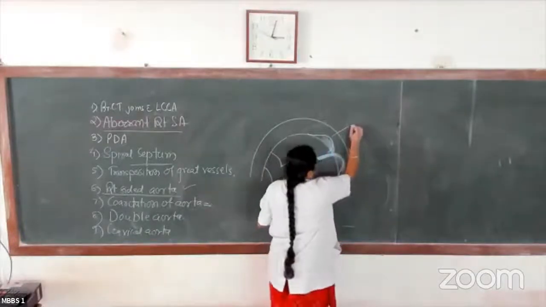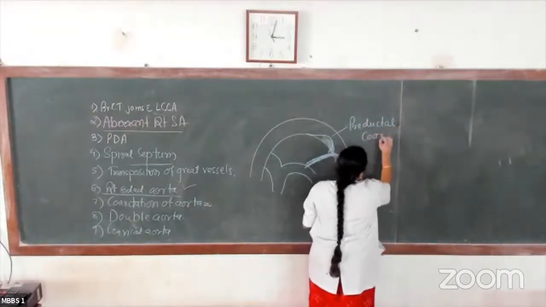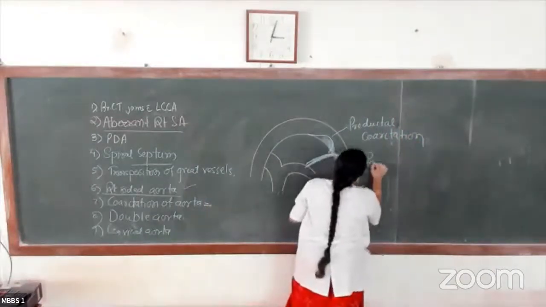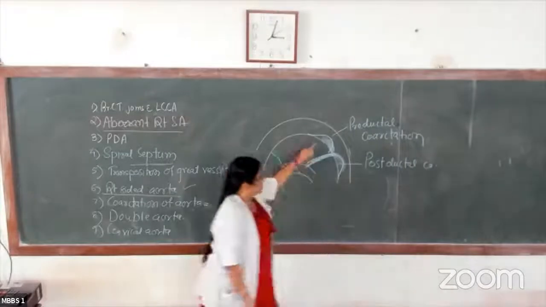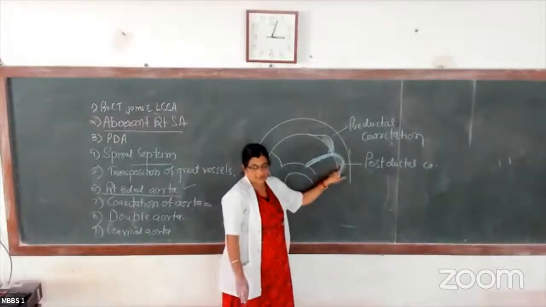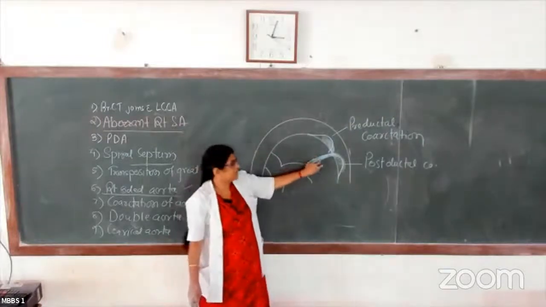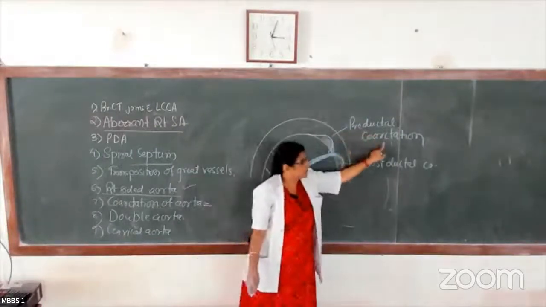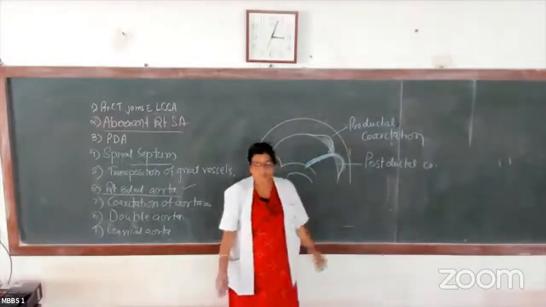So this is one constriction which is known as pre-ductal coarctation, and this one is known as post-ductal coarctation. Pre-ductal coarctation is pre-ductal stenosis, and this is post-ductal stenosis. This is the extension of whatever process is going on in the ductus arteriosus that extends into the aorta. If it extends into the proximal part, it leads to the pre-ductal coarctation, and if it goes to the distal part, then it leads to the post-ductal coarctation.